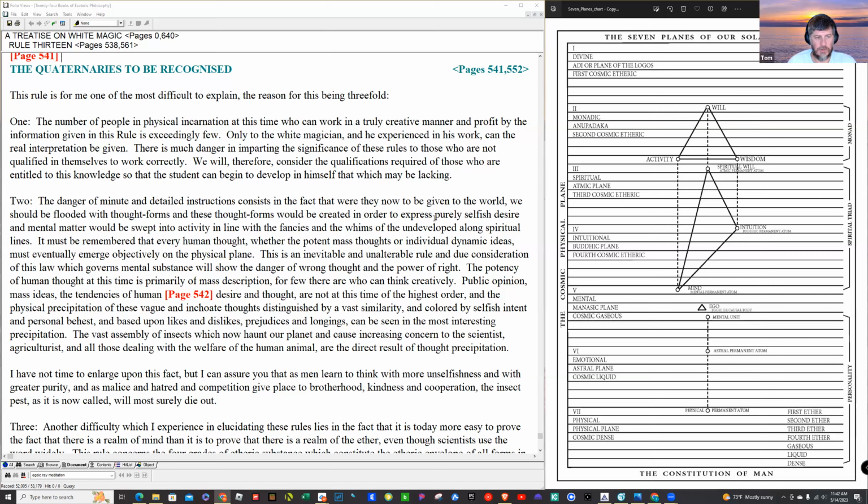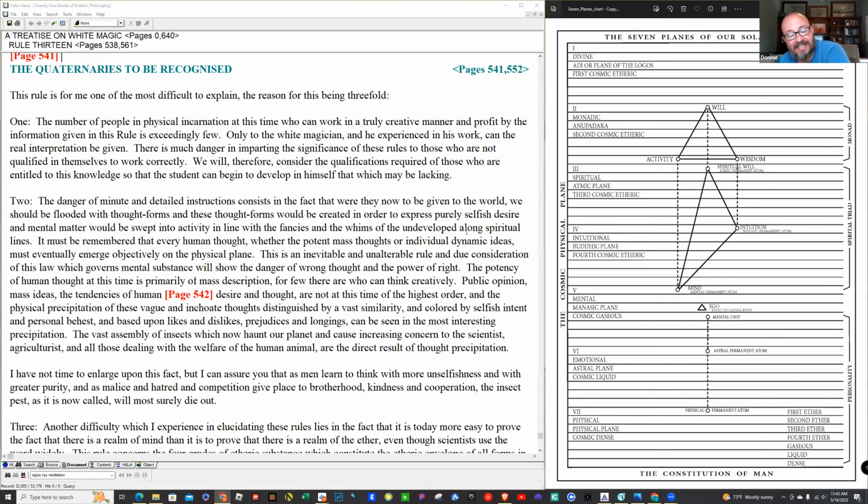The potency of human thought at this time is primarily of mass description, for few there are who can think creatively. Public opinion, mass ideas, the tendencies of human desire and thought are not at this time of the highest order, and the physical precipitation of these vague and inchoate thoughts, distinguished by a vast similarity and colored by selfish intent and personal behest, and based upon likes and dislikes, prejudices and longings, can be seen in the most interesting precipitation. The vast assembly of insects which now haunt our planet and cause increasing concern to the scientist, agriculturist, and all those dealing with the welfare of the human animal are the direct result of thought precipitation.